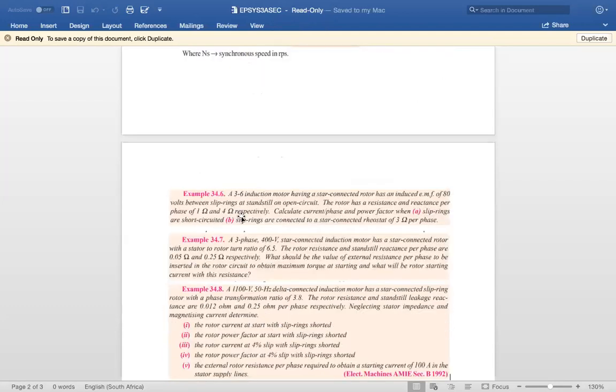Sir, I just want to ask you a question about the previous example, example number 5. Why did you say 6 times 500 divided by 60 and not 12 times 500 divided by 120? Like I said, the textbook is using 120 f over P, where P is the total number of poles. I'm using 60 f over the number of pole pairs. Oh, okay, thank you, sir.